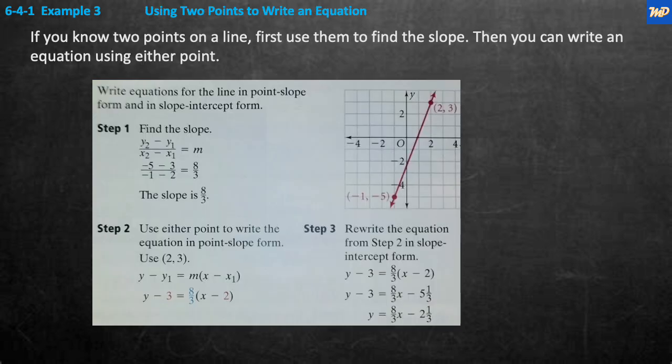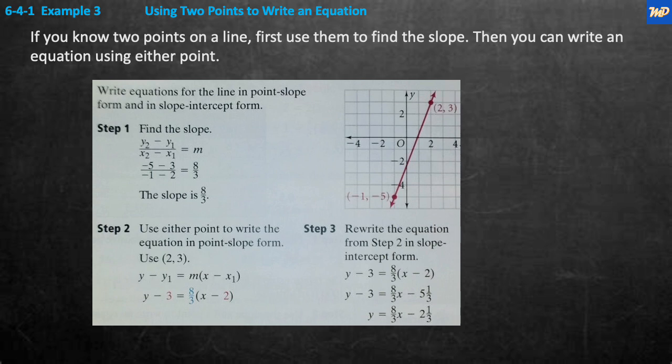Okay, example 3, using 2 points to write an equation. In the past we had point slope or slope intercept. So now we had the slope, now we don't have the slope. We just have the 2 points. So we have to create the slope from the points, which is pretty simple. If you know 2 points on a line, first use them to find the slope, and then you can write an equation using either point.